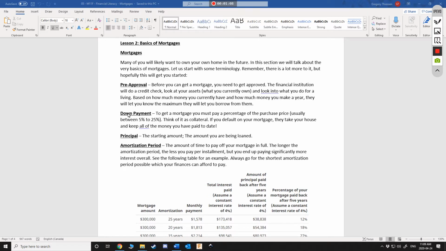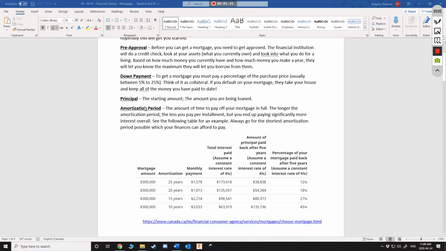So you might already own like $200,000 worth of property or something. Maybe you have an inheritance, but it's basically just checking: if you do borrow this money, do you have the means of paying it back? And of course, if you can't pay it back, they keep your down payment and take possession of your property and then sell it to recoup any losses that they lent to you. So the principal is the starting amount, the amount you are being loaned. We've already looked at that term before.